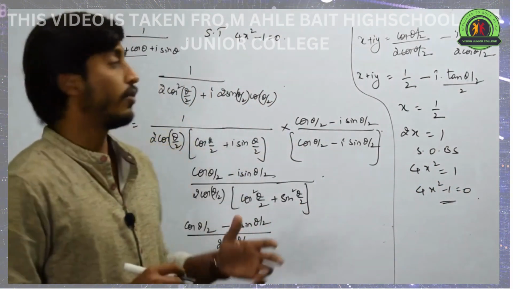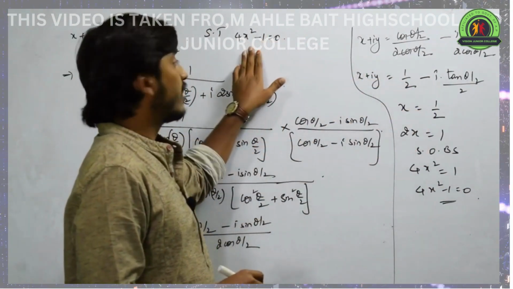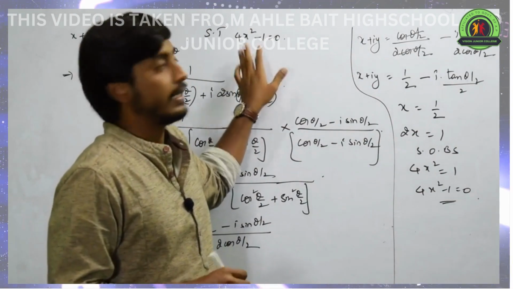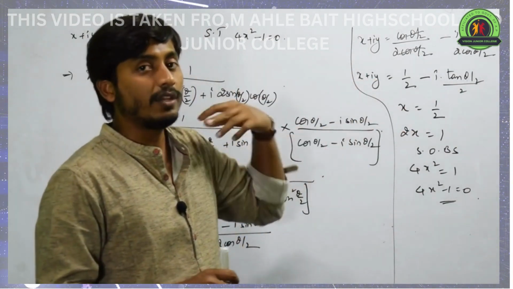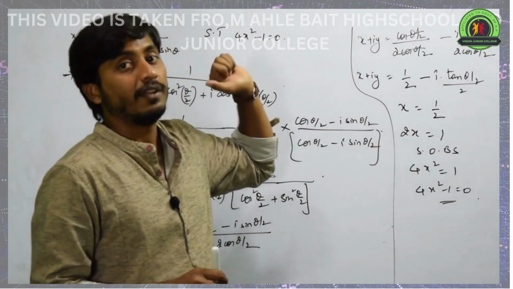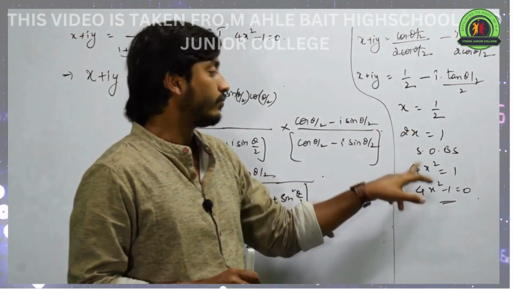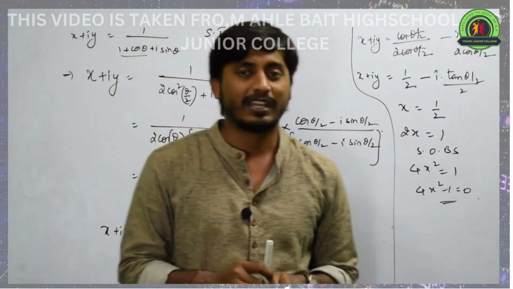Clear? How do we know that we have to take only the real part? Because he is asking us to show only in terms of x, so we have to take only x. Clear? Then how do we know that we have to square on both sides? Because here it is 4x square, we should understand that this has to be squared. Clear? Shall we move on to the next question?